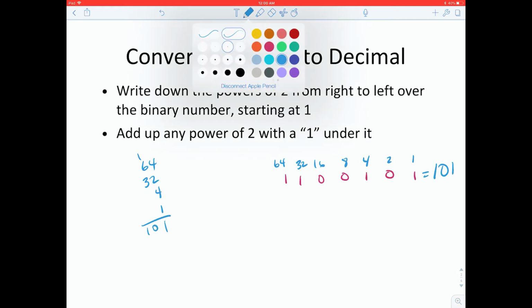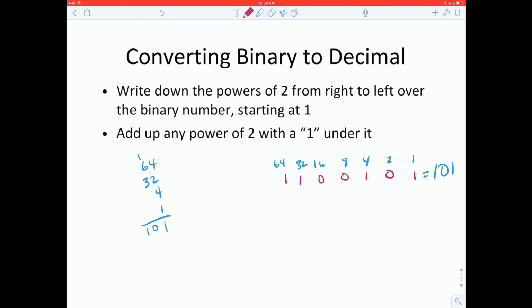Should we try it again with another example? And this time I'm going to write it down and you try it first before you watch my solution. Okay, so give it a minute, see if you can figure out what decimal number that is. So I'm going to start by writing the powers of 2 from right to left over the binary numbers, starting with 1.